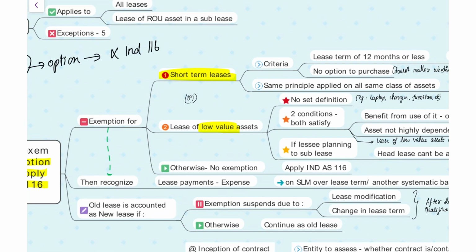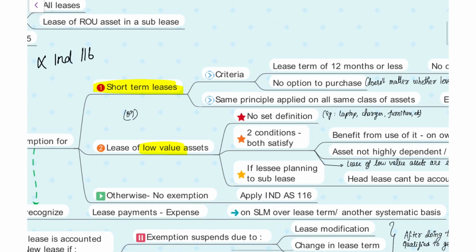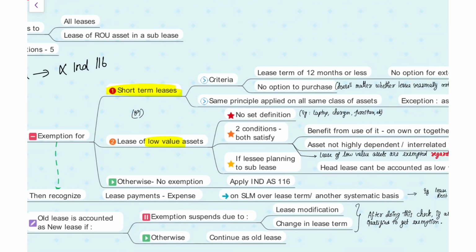So now we have understood that short-term lease is an exemption here. So what does short-term lease exactly mean? Short-term lease means any lease whose lease term, for example your rental period, for how much time you are taking that asset on a lease, should be 12 months or lesser than that. So if any asset is given on a lease for a lease term of 12 months or lesser, then it will come under the classification of a short-term lease.